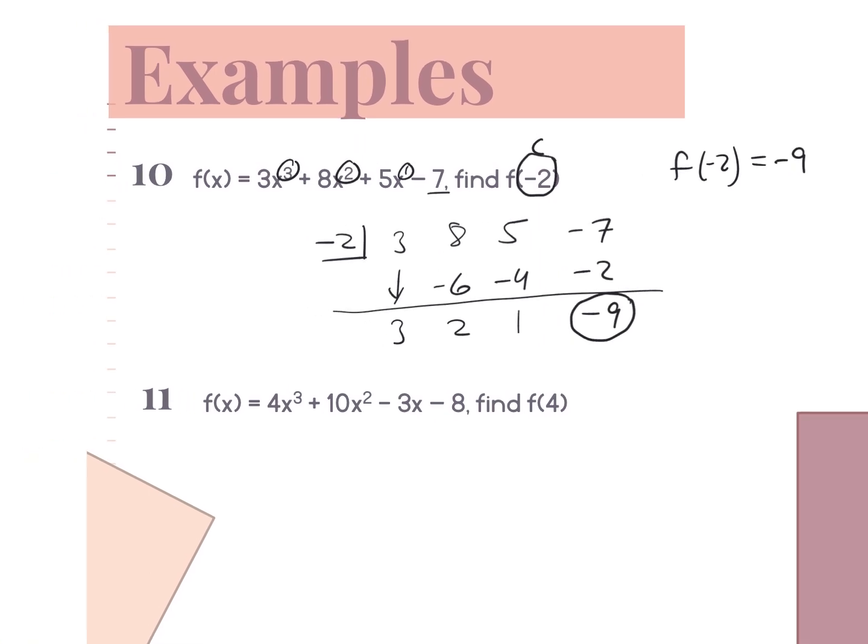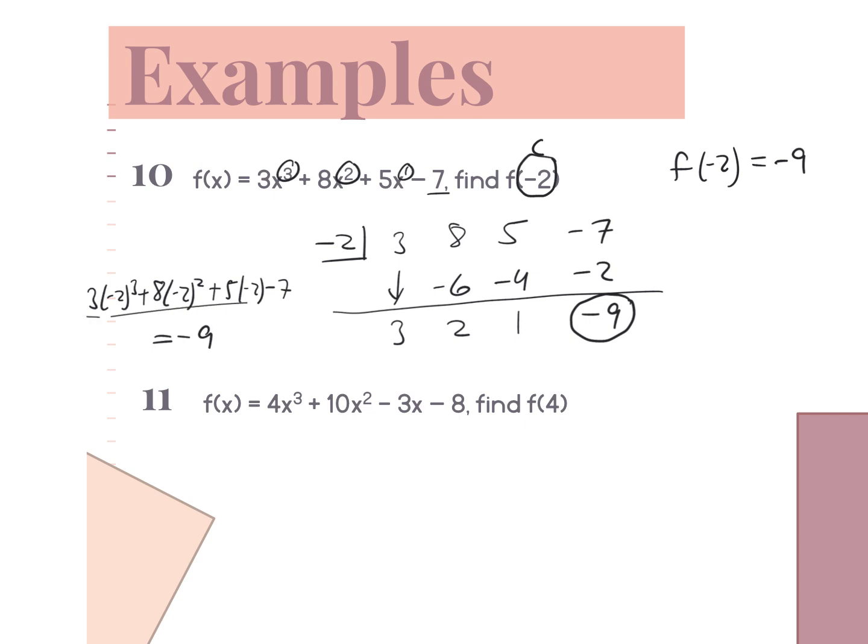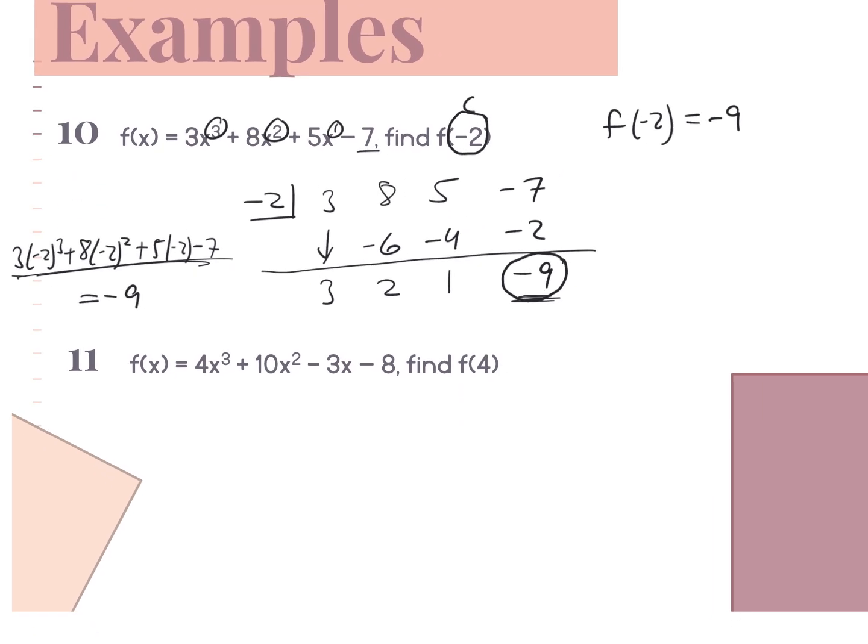And you can verify this if you want to, right? You can do 3 times negative 2 to the third plus 8 times negative 2 squared plus 5 times negative 2 minus 7. And you can simplify that whole thing, and you can verify that that does get you negative 9. I'm not going to do it in this video just because, like I said, it's going to take a little bit more work than just doing synthetic division, right? Maybe not that much work, right? This is something that I do expect you guys to know how to do, but in some problems, right, you can just use synthetic division to evaluate your functions a little bit faster. All right, so f of negative 2 is negative 9.